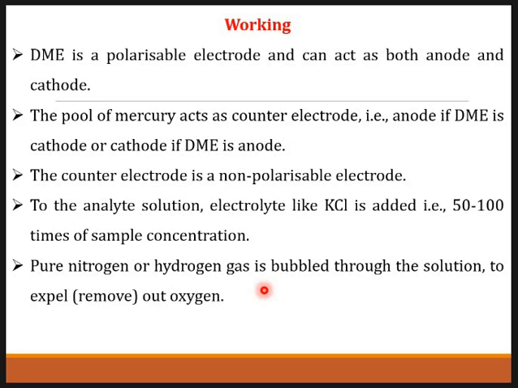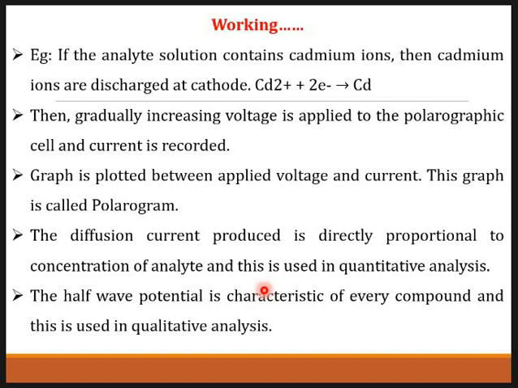Then what is the purpose of using nitrogen and what is the need to remove the oxygen? Suppose you consider an analyte solution containing cadmium ions, and the cadmium ion is discharged at the cathode, that is Cd2+ plus 2 electrons gives Cd, the reduction, the gain of electrons. Then we gradually increase the voltage applied to the polarographic cell, and the current is recorded. The graph is plotted between applied voltage and current. This graph is called a polarogram.